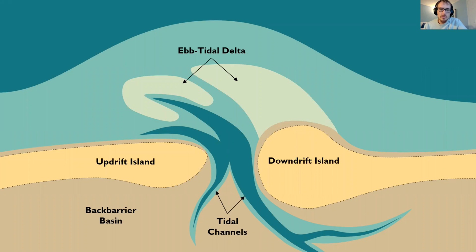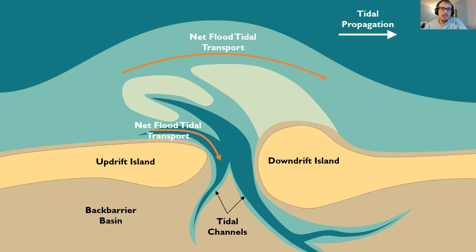Now, before we go any further, I'm going to start with a little primer on ebb-tidal delta dynamics using an idealized version of Ameland Inlet. Here, the tide propagates towards the east, and we see a net flood tidal transport along the outer part of the delta, as well as along this marginal channel here, the updrift island. On the other hand, in the deepest part of the channel here, we see a net ebb tidal transport, and this results in the outbuilding of this shoal over here, and that's what gives the ebb-tidal delta its name.